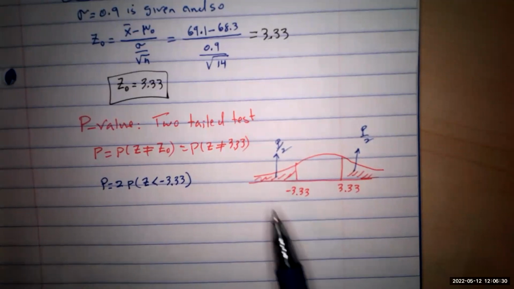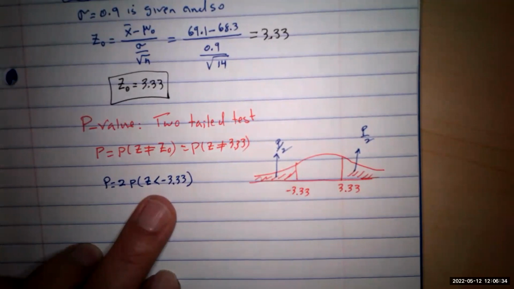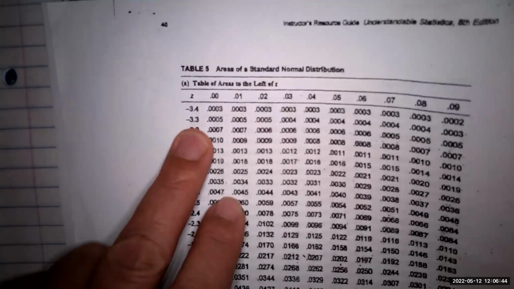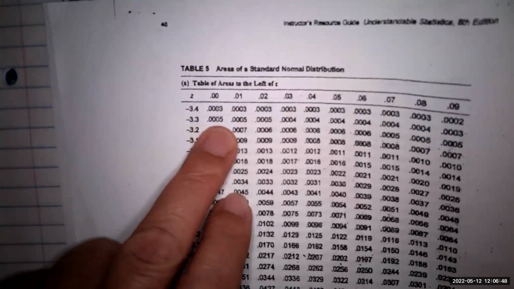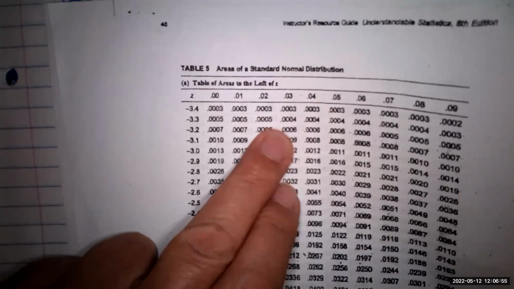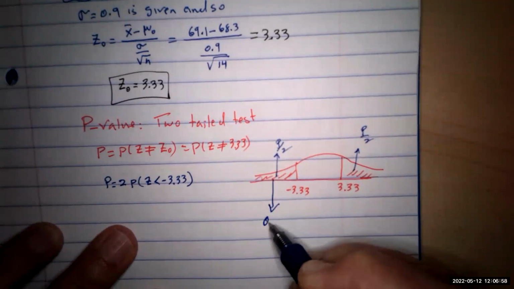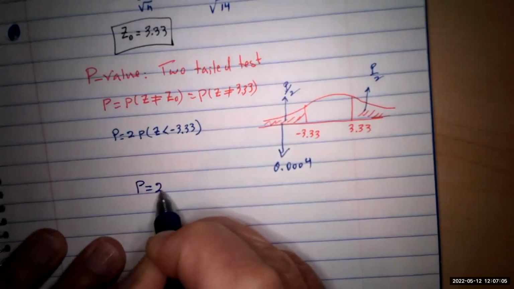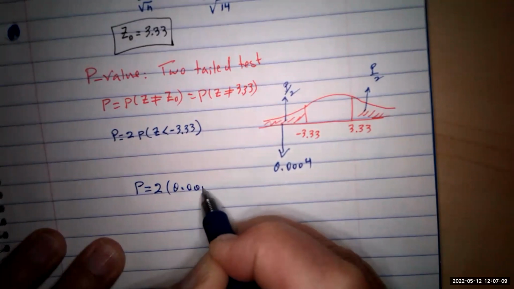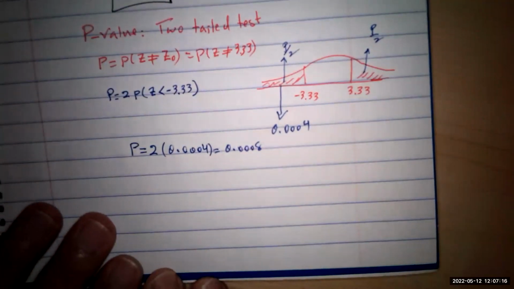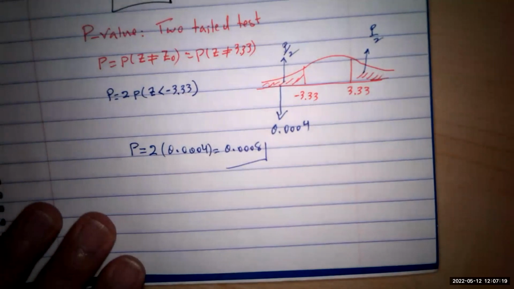Okay, so we go to the table and we find this number, negative 3.33. It's going to be a small percentage. If you go to the table, you see negative 3.3, then 3.33, you see 0, 1, 2, 3. You see this number, 0.0004. So your p-value is going to be twice this, 2 times 0.0004, which is 0.0008, a very small number. So that would be the p. Any question?